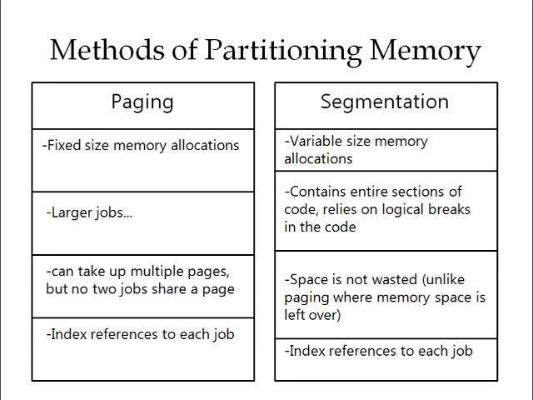There are two methods of partitioning memory, paging and segmentation. Paging uses fixed size memory allocations, and larger jobs can take up multiple pages, but no two jobs share a page. There are index references to each job. Paging could be the solution to our previous problem. There would have been enough space left over.